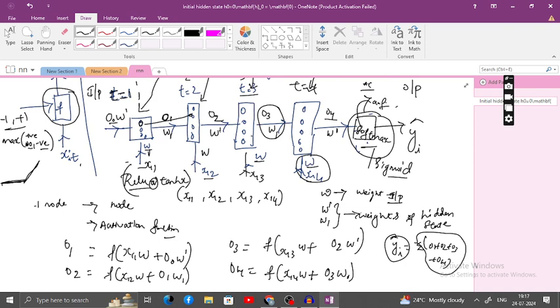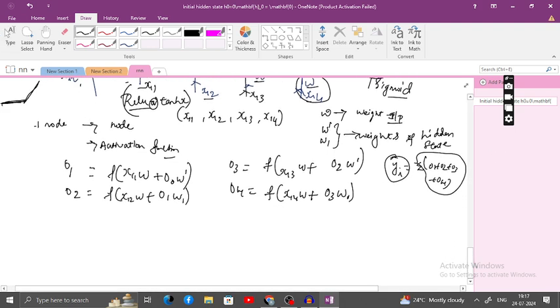Now what do I have to do? If you observe carefully, this is the output from the RNN model. What is Y? The actual output. So what is loss? Loss is equal to predicted minus actual. When you differentiate this loss, what will you do?